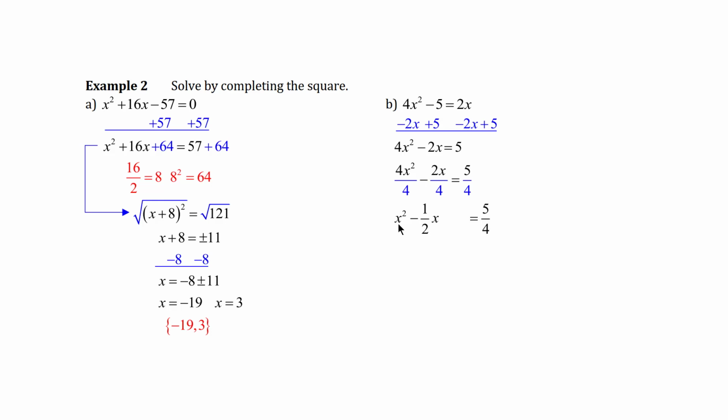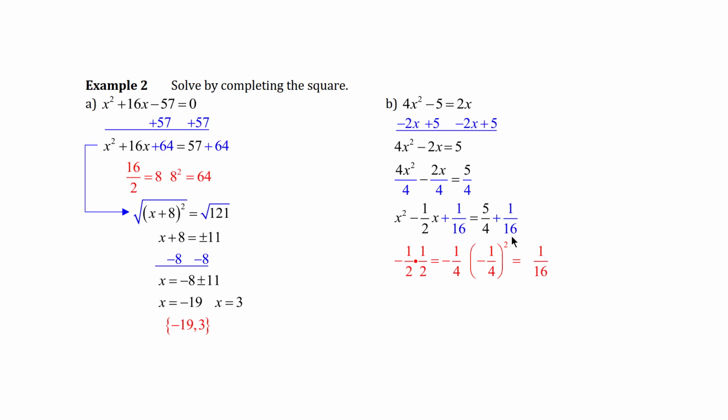So the result is x squared minus 1/2 x, and then I'm leaving a space here for completing the square, equals 5 over 4. The next step is completing the square. So we need to take half of negative 1/2, we get negative 1/4, and then we square it. So the square of negative 1/4 is positive 1/16. So we just need to add 1 over 16 to both sides of the equation. The result is x squared minus 1/2 x plus 1 over 16 equals 5 over 4 plus 1 over 16.